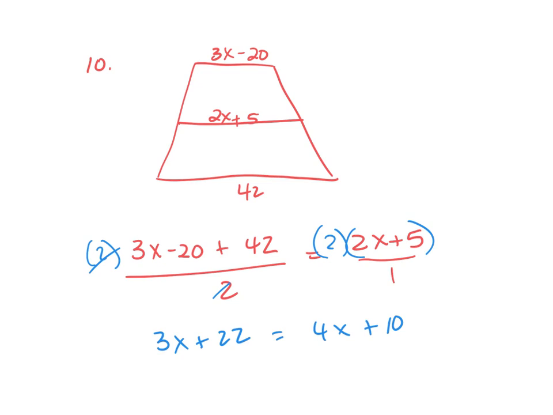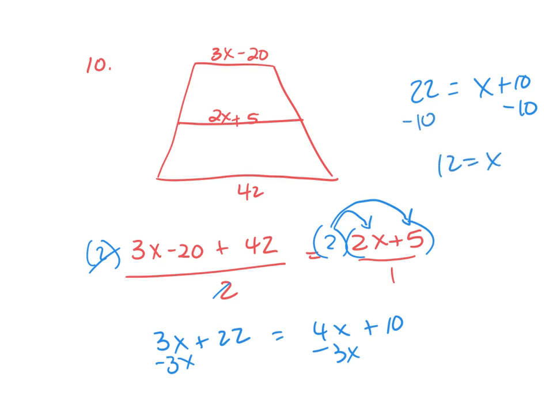Trust me when I tell you that the biggest mistake made is that this 2 has to be multiplied by both of these guys, and people forget the 2 times 5 equals 10, and that's when they get things wrong. So if you start getting really ugly decimals, that's probably what you've done. Now I want to move the x over to where the bigger x is, so I'm going to subtract 3x, and I get that x plus 10 equals 22, and subtract 10. 12 equals x.